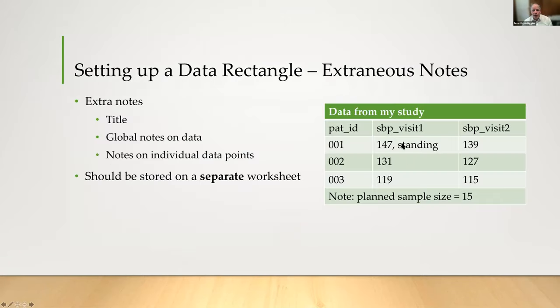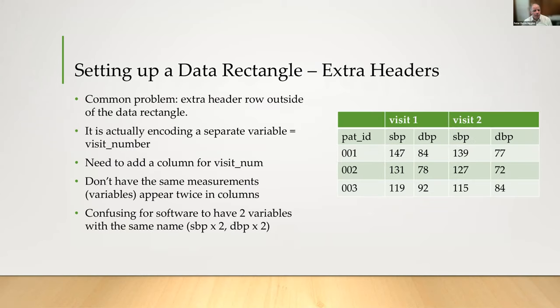So here's an example that is not a clean rectangle. There's an extra title. There are global notes on the data down here. And there's a note on an individual data point. These are all metadata that should be stored on a separate worksheet.